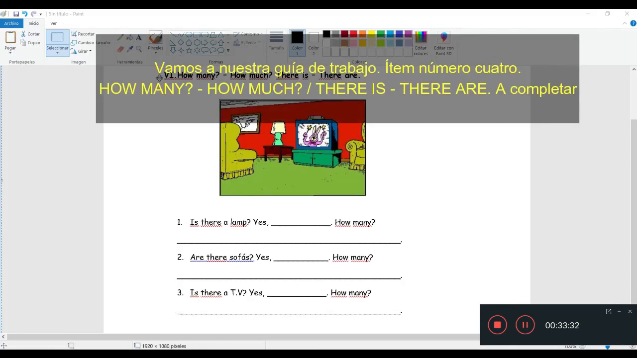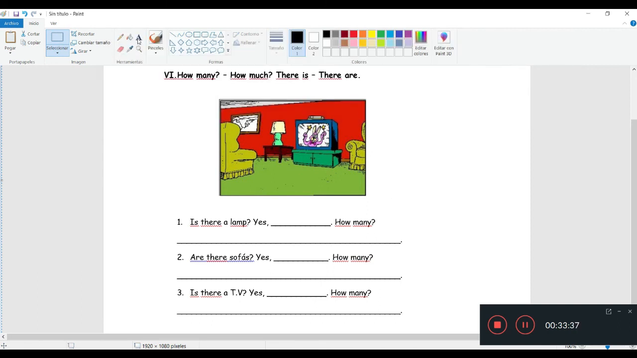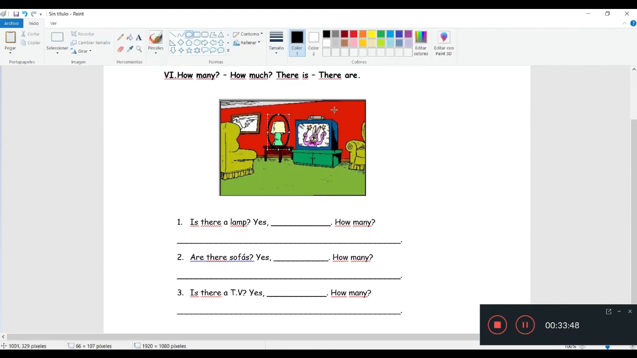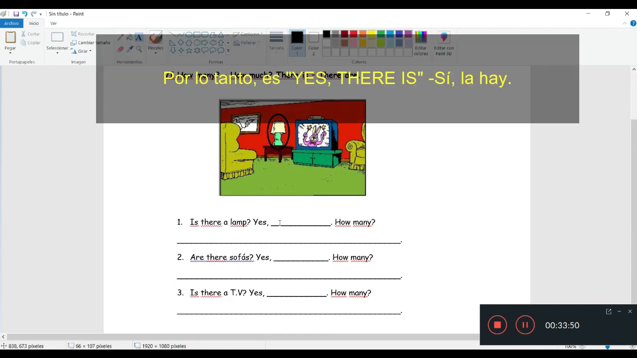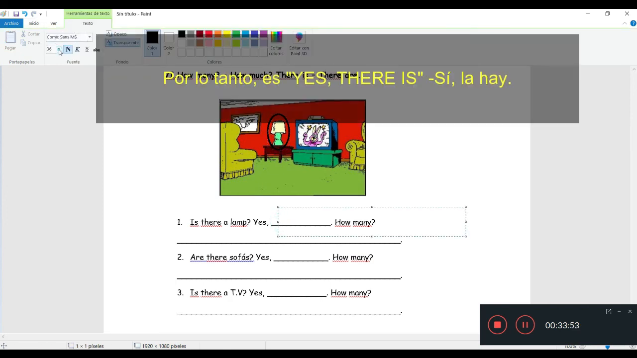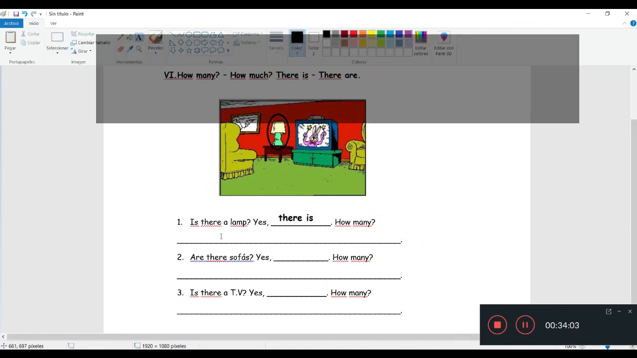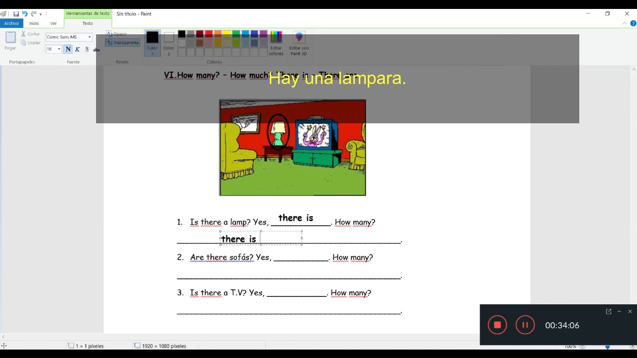Item 4. How many? How much? There is. There are. Let's complete. Shall we? Is there a lamp? Yes, there is. Here there is. The lamp is singular or plural? Singular. So is there? Yes. Yes, there is. How many lamps? How many? There is one lamp.